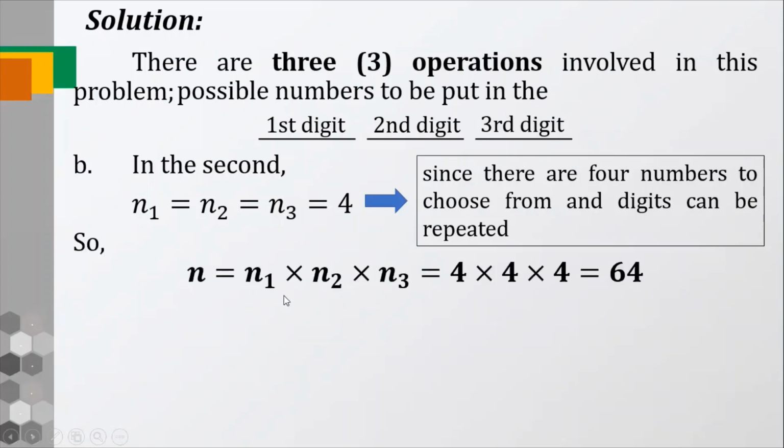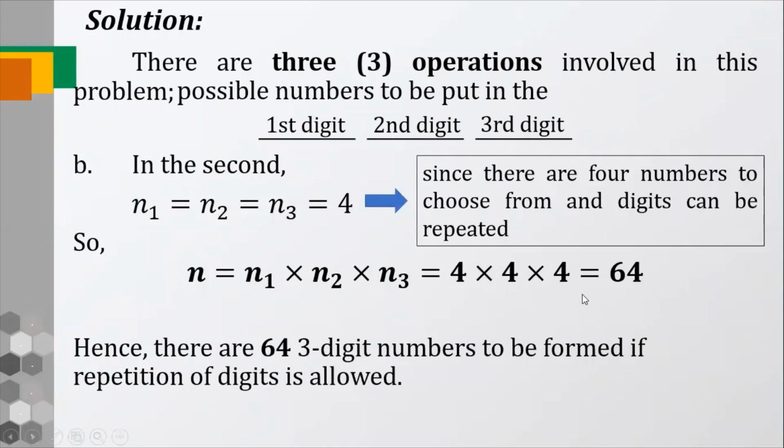Hence, using FPC, we have n is equal to n sub 1 times n sub 2 times n sub 3, which is equal to 4 times 4 times 4, which is equal to 64. Hence, there are 64 three-digit numbers to be formed if repetition of digits is allowed.